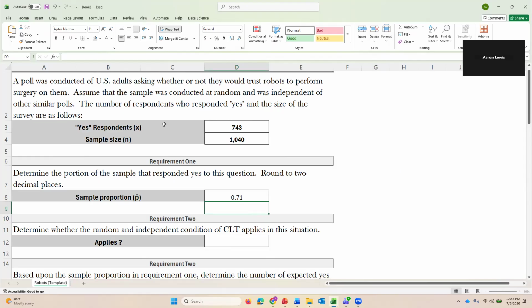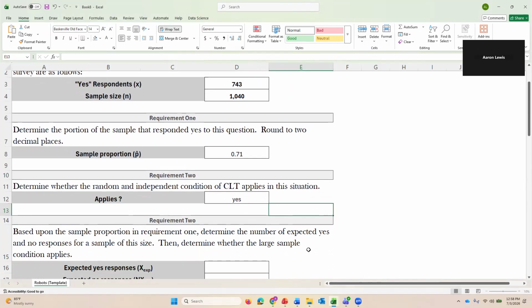And in this case, in the top, it says, assume that the sample was conducted at random and is independent of other similar polls, which means this is a big fat yes. Essentially, what you have is a proper accepted way to conduct a survey of this order.